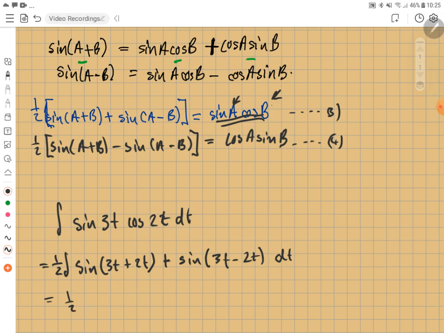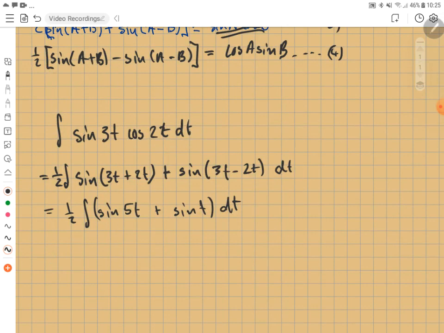So it is equal to half multiplying the integral of sine 3t plus 2t, which is 5t. Then plus sine 3t minus 2t is sine t, okay? Plus sine t, and all this is with respect to t. Okay, and it's equal to half multiplies the integral of sine 5t plus the integral of sine t. Okay, and this is with respect to t, and all this is multiplied by half.